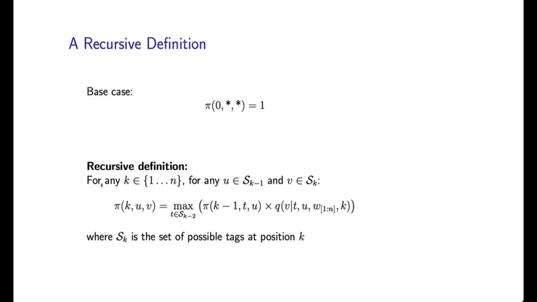Here's the recursive definition. So firstly, we say that pi of 0, star, star equals 1. That's the base case of the recursion. This is identical to the HMM algorithm. So no changes there. And then our recursive definition looks like the following. So again, we'll define S_k to be the set of possible tags at position k in the sentence. That's exactly the same as the definition for the algorithm for hidden Markov models.